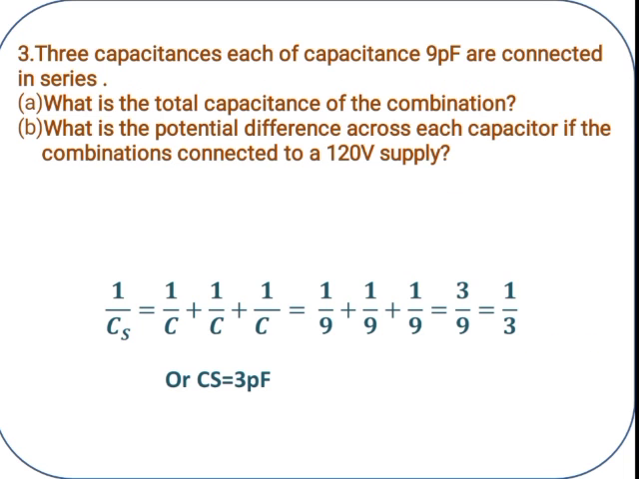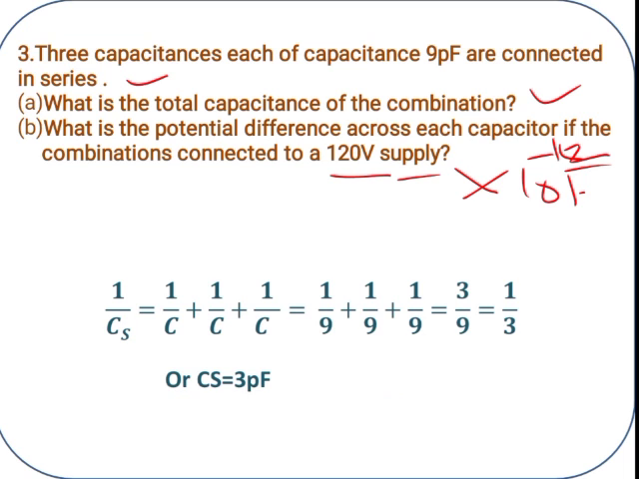Next one, 3 capacitances, each of capacitance 9 picofarad. Pico means 10 raised to minus 12. Picofarad, minus 12, right, are connected in series. Series means end to end connection. Sub question: what is the total capacitance of the combination? What is the potential difference across each capacitor if the combination is connected to a 120 volt supply?